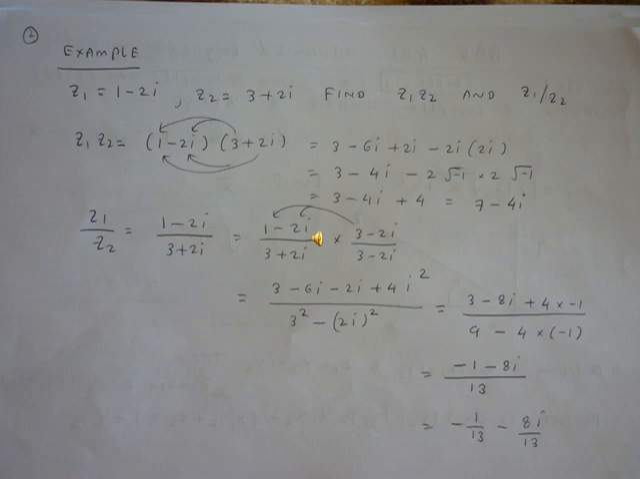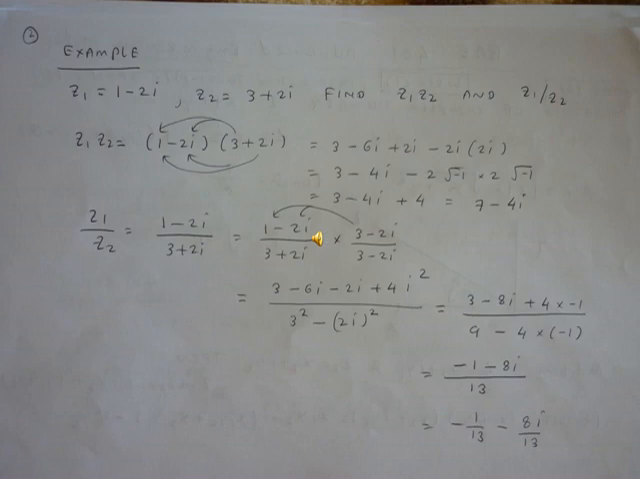And similarly, we can divide z1 by z2. So z1 by z2 equal to 1 minus 2i divided by 3 plus 2i. So both the numerator and the denominator are multiplied with 3 minus 2i. So the numerator is 1 minus 2i multiplied by 3 minus 2i. So what you get is 3 minus 6i minus 2i plus 4i squared. So 3 minus 8i plus 4i squared, and i squared is equal to the square of the square root of minus 1, so then minus 1.